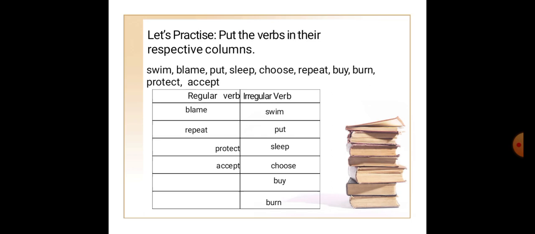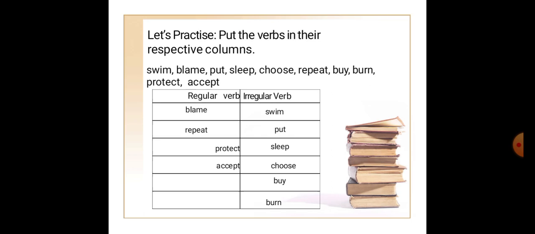Sleep: can I say sleeped? No, I can say slept, but I can't say sleeped, so it's an irregular verb. Choose: I can't say choosed, it's chose. Most people say choosed, but it's chose. O is used, so it's an irregular verb. Repeat: I can say repeated, so it's a regular verb. Buy: I say bought. I don't say buyed, I say bought. So it's an irregular verb.